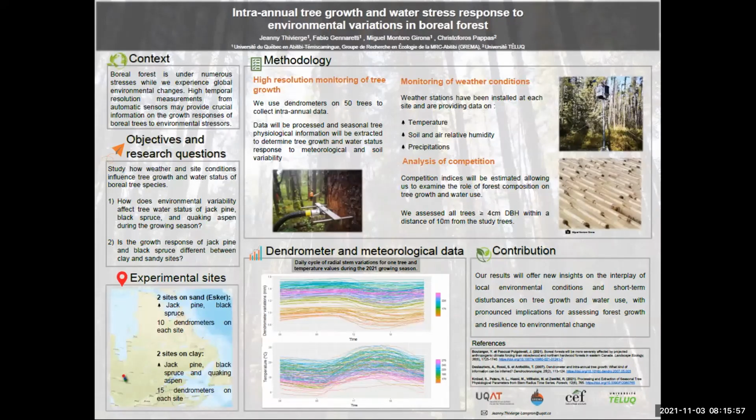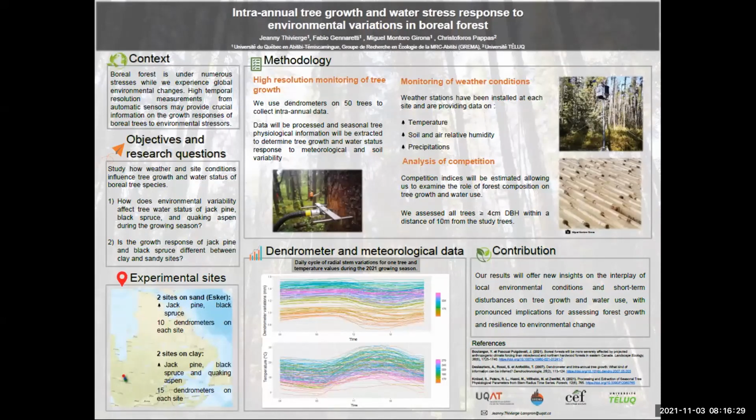So I don't have results yet, but I can show you what kind of data we can have from dendrometer and meteorological data, at a high temporal resolution. Here you can see the daily cycle. The first graph is the daily cycle of radius variation for one tree, and the second one is the temperature at daily scale. From this picture, we can see two things.